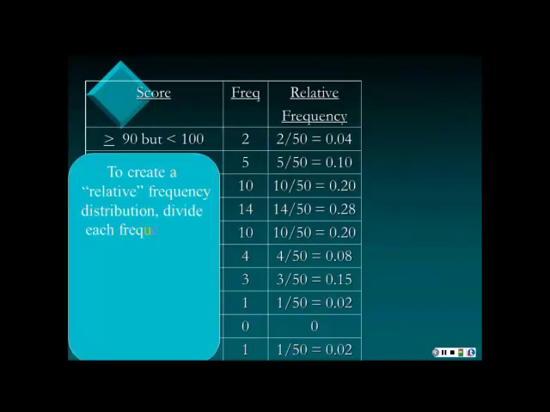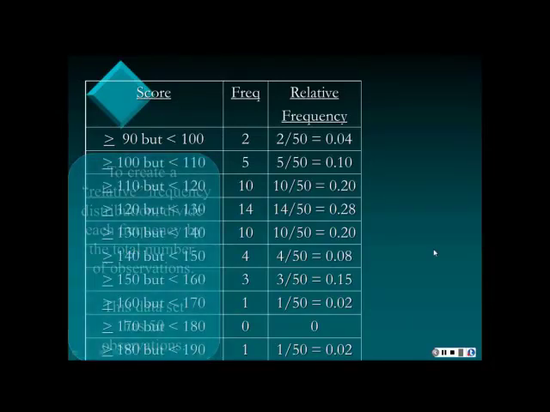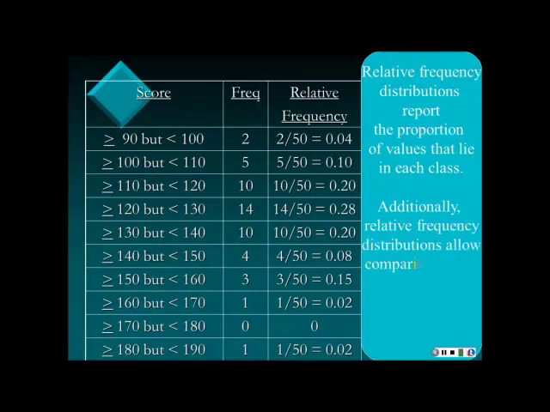Okay, a relative frequency distribution, we're just getting the proportion of values that are in each class. So if there are 50 total values, which there are, in the first class, greater than or equal to 90 but less than 100, we'll just take 2 divided by 50 and get 0.04, and so on down the line, 5 divided by 50, 10 divided by 50, and so on. And these are just the proportion of values that lie in each class. Later, when we talk about probability distributions, a relative frequency distribution and a probability distribution are basically the same thing.